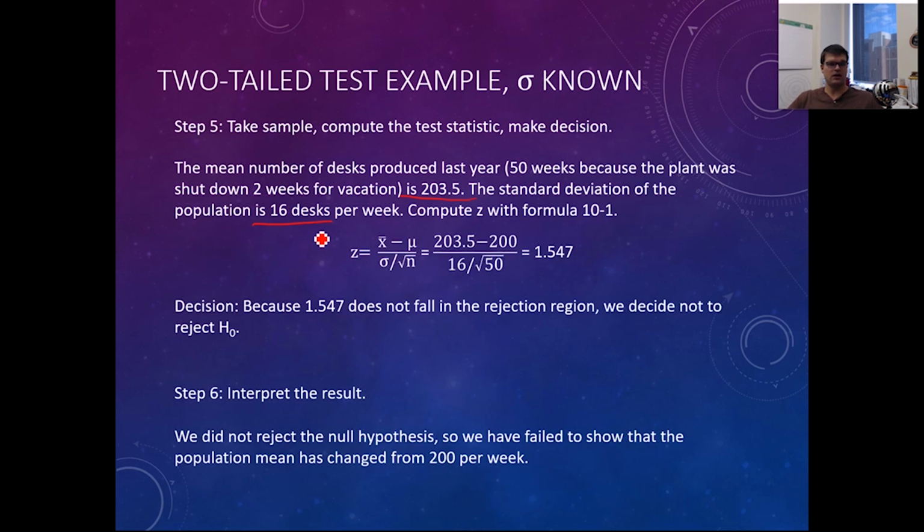Right here we've got 203, which is the new sample mean, and then we have the previous population mean. So you've got the new sample mean minus the previous population mean, divided by the standard deviation divided by the square root of the number in the sample, which gives us a z value of 1.547. So that puts us at 1.547, which is about there.